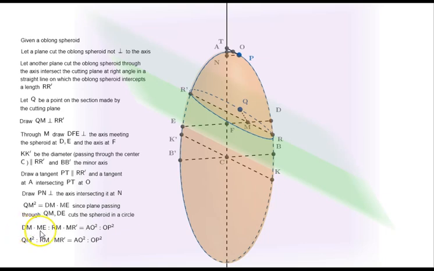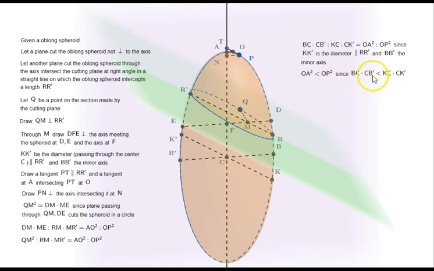Now DM times ME is QM square, so we can say QM square is to RM times MR prime is equal to AO square is to OP square. Remember this minor axis and the diameter of the spheroid KK prime. Now BC times CB prime is to KC times CK prime is equal to OA square is to OP square. Since KK prime is the diameter parallel to RR prime and BB prime the minor axis, which means OA square is less than OP square. Why? Because BC times CB prime is less than KC times CK prime.